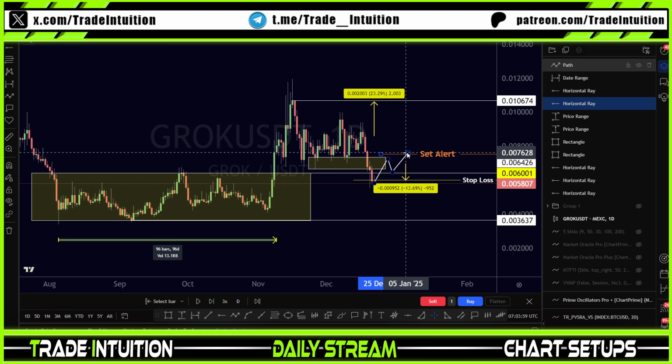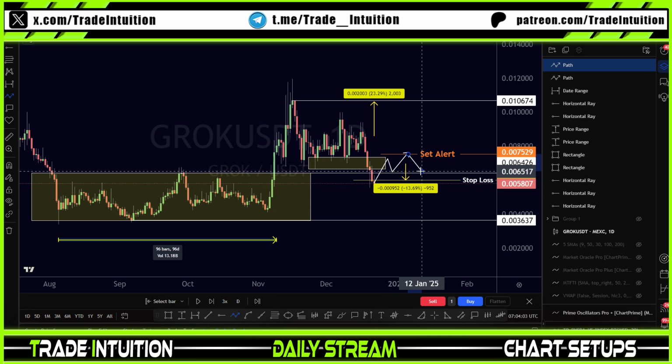Now we can enter the trade knowing that if it comes down, hopefully we have really nice, strong support here.